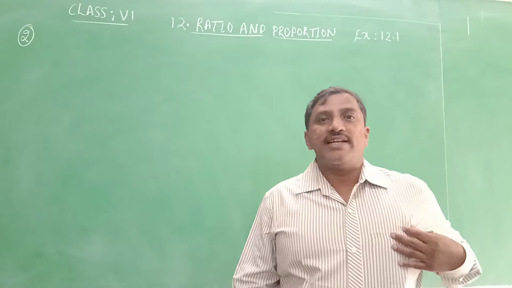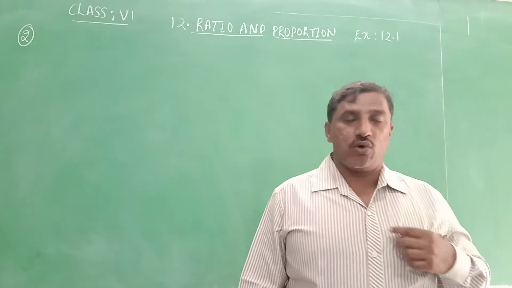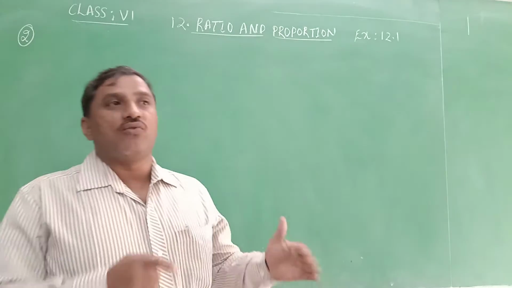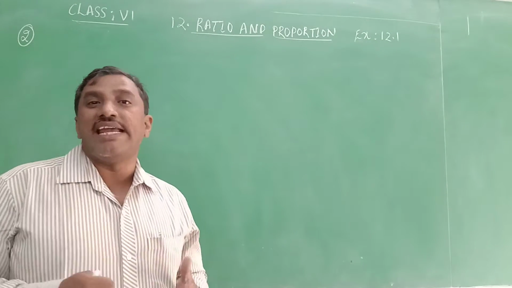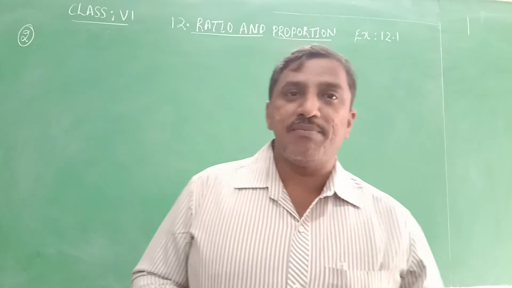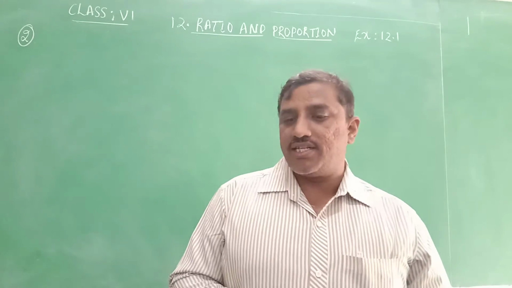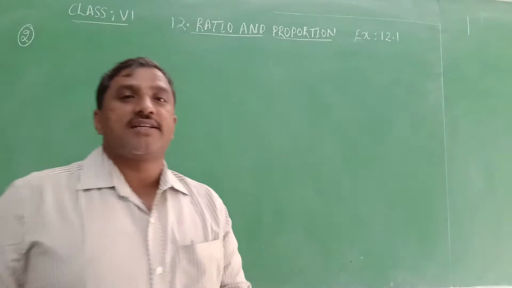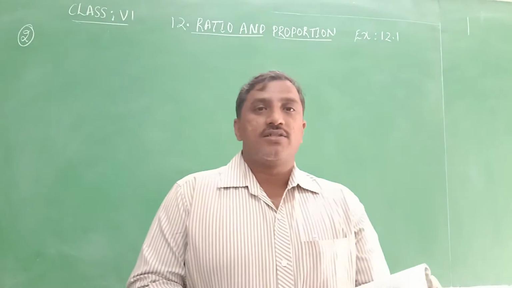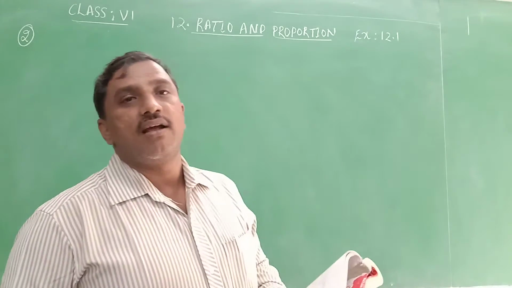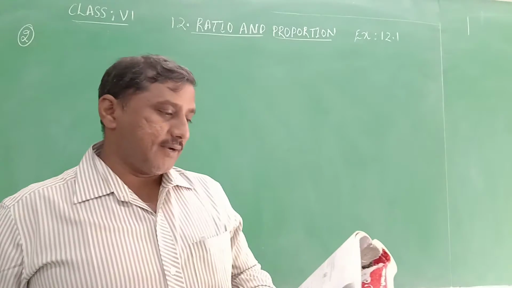So in the last class we discussed ratio: how to find a ratio, when we can find a ratio, what a ratio is, what equivalent ratios are, and how we find equivalent ratios. Now with that knowledge we are going to solve some questions from exercise 12.1. Look at our textbook, page number 251, exercise 12.1, the second question.